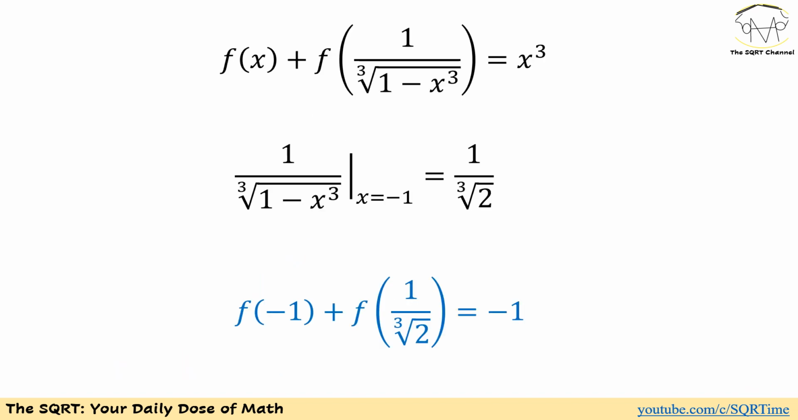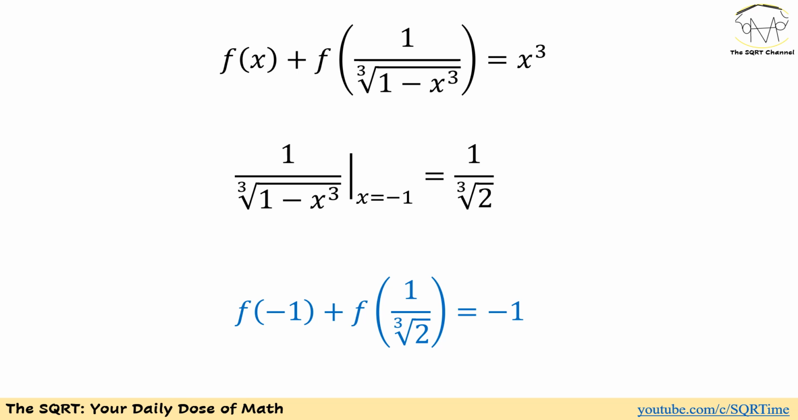To solve this problem, we are going to start with using x equal to negative 1. For the first one, we have f of negative 1, which is the one that we actually want to find. Now let's focus on the second term here. First, let's find out what we are going to have for 1 over the third root of 1 minus x cubed. If you put negative 1 here, you're going to see that the value is going to be 1 over the third root of 2. So in total, we are going to have f of negative 1 plus f of 1 over the third root of 2 equals negative 1.